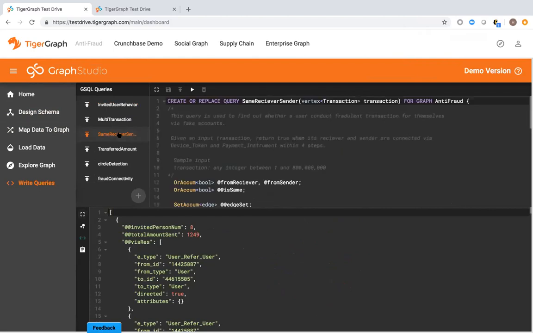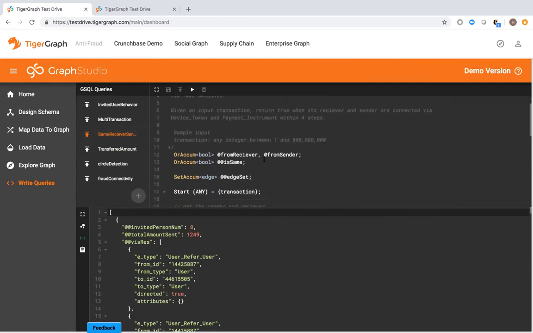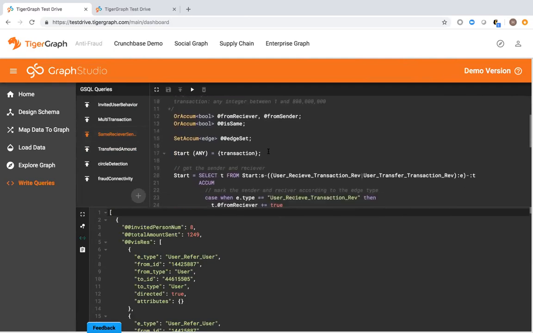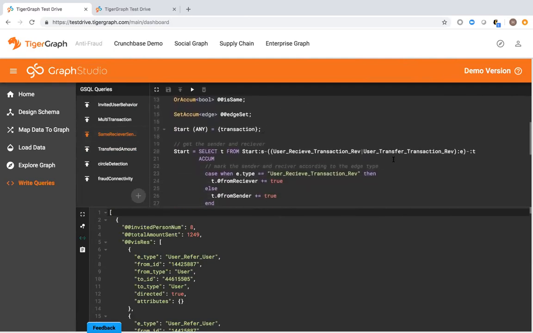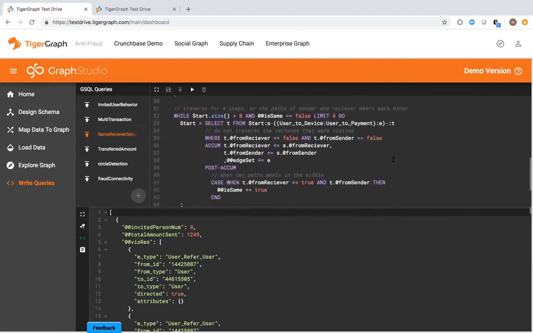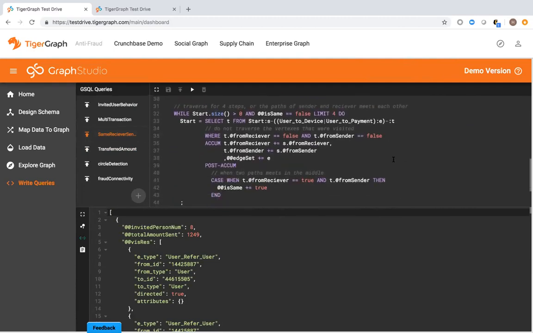The second query is called send receiver sender. This query is an anti-money laundering query. It is used to find out whether a user conducts fraudulent transactions for themselves via fake accounts. That is to say, the sender and the receiver are actually the same person. Given an input transaction, this query first finds the sender and the receiver. Then in this block, it detects whether the receiver and sender are connected via device token and payment instrument within 4 steps.